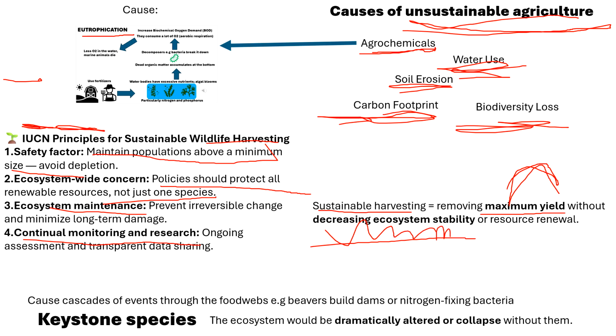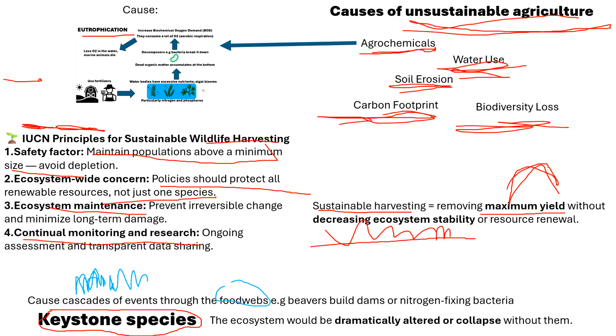Now, there's a keyword that you do need to know 100%. I'm circling it right now. Keystone species. Let me change color on the board to red. So these cause cascades or chain reactions, chain cascades of events through the food webs.